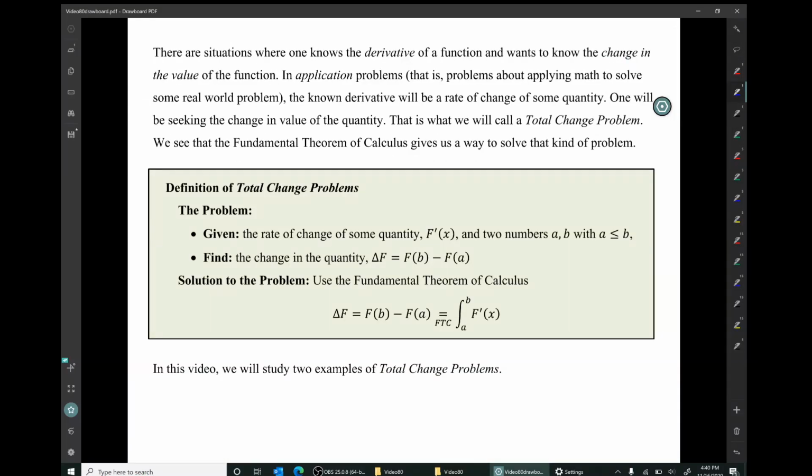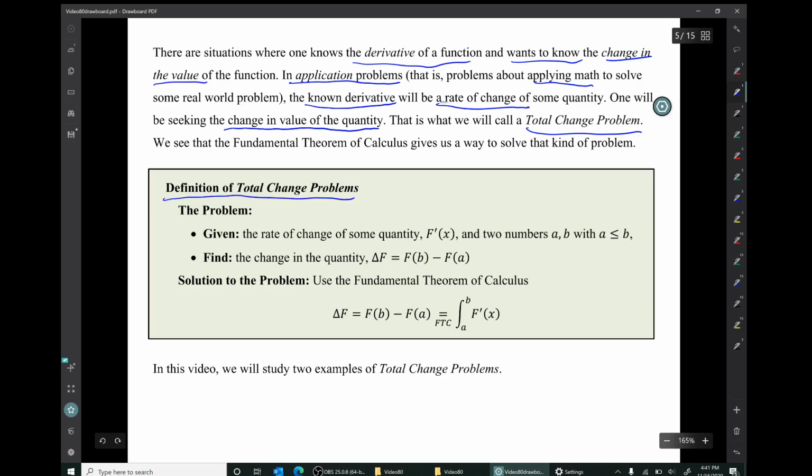There are situations where one knows the derivative of a function and wants to know the change in value of the function. In application problems, that is, problems about applying math to solve some real-world problem, in those application problems, the known derivative will be a rate of change of some quantity. One will be seeking the change in the value of the quantity. That's what we'll call a total change problem. We see that the fundamental theorem of calculus gives us a way to solve that kind of problem. So let's set out the terminology of a total change problem.